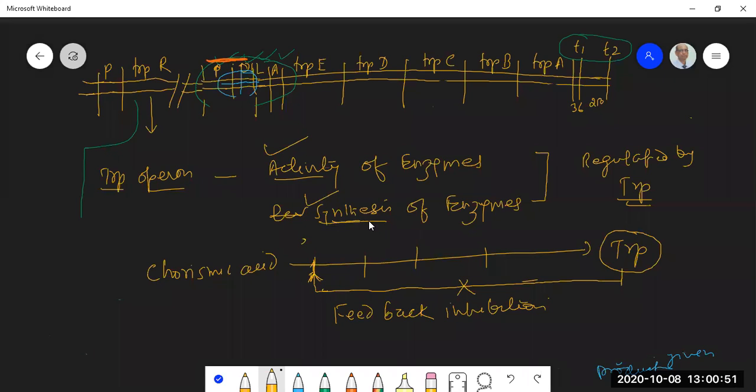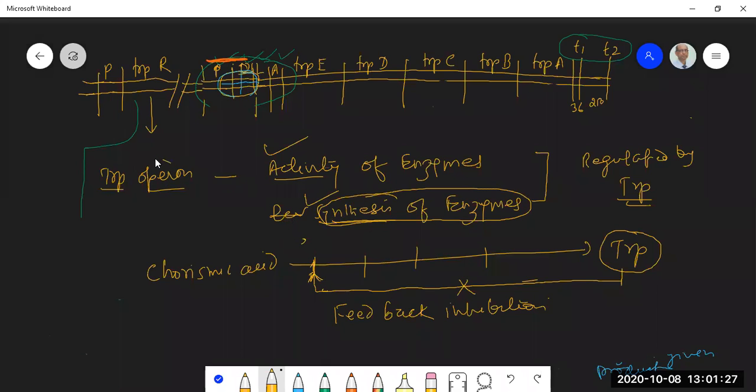Bacteria are involved in the synthesis of tryptophan endogenously. But when tryptophan is made available ready-made in the medium, this tryptophan acts as a co-repressor. It binds with the repressor molecule and occupies the operator region, not allowing RNA polymerase to bind to the promoter. Therefore, transcription of the structural genes will not take place, and synthesis of those three enzymes responsible for the endogenous synthesis of tryptophan will stop.